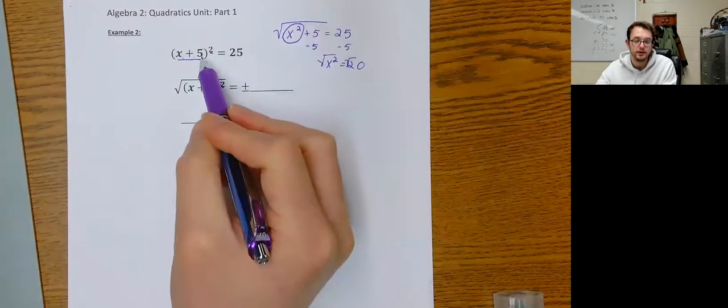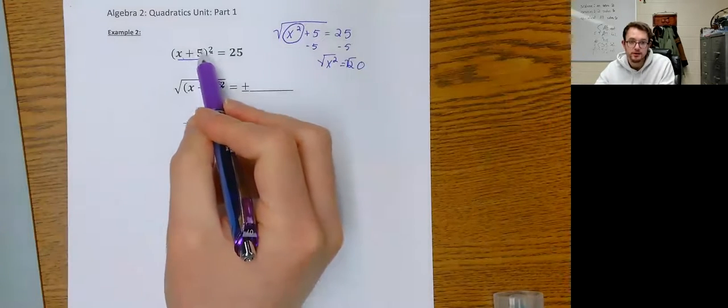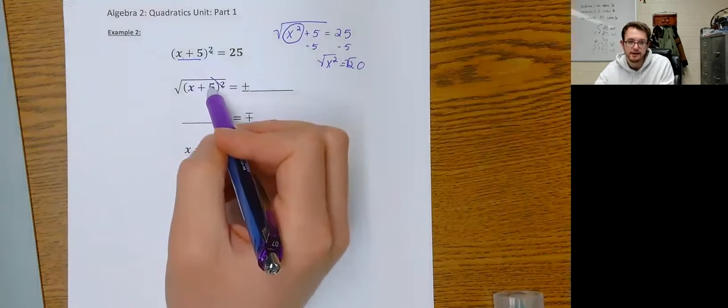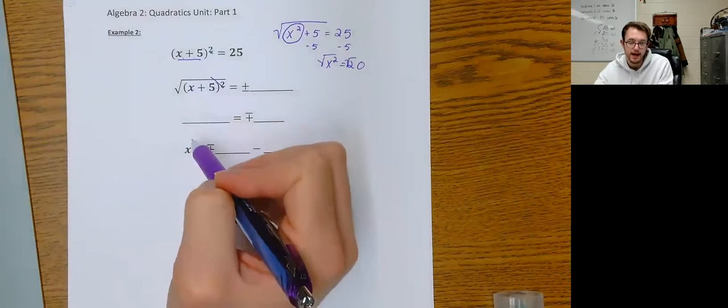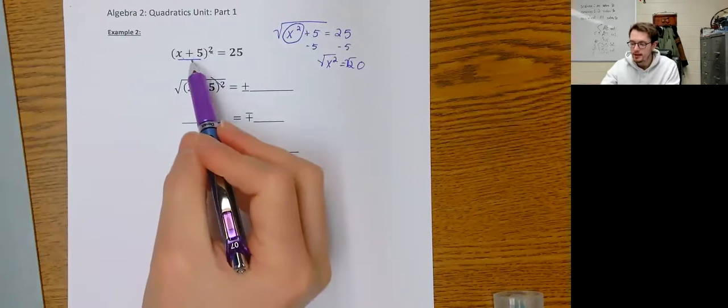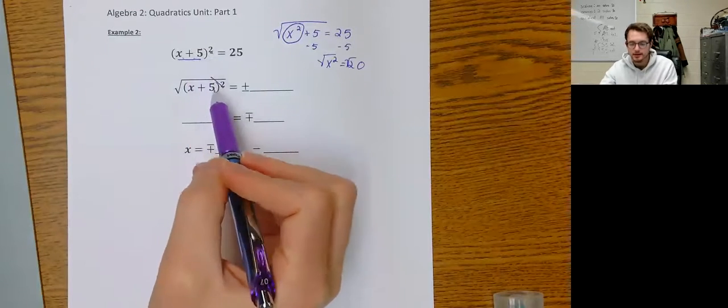But here, PEMDAS, parentheses and then exponents, I need to cancel out this exponent so that I can get what's on the inside of the parentheses out. Whenever you're solving an equation, you're kind of undoing it. You're doing PEMDAS backwards. So before I can do inside the parentheses, I need to cancel out the exponent, right?